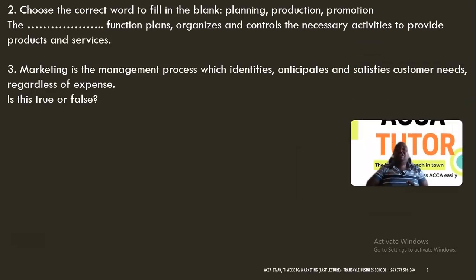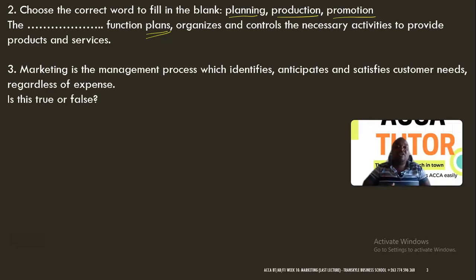Okay. Now we have question number 2. Choose the correct word to fill in the blank. We are given 3 choices or 3 words. The first one is planning. Second, production. Third, promotion. Now the statement is saying the dash function plans, organizes, and controls the necessary activities to provide products and services. All right, so the distractor here is the word plans.